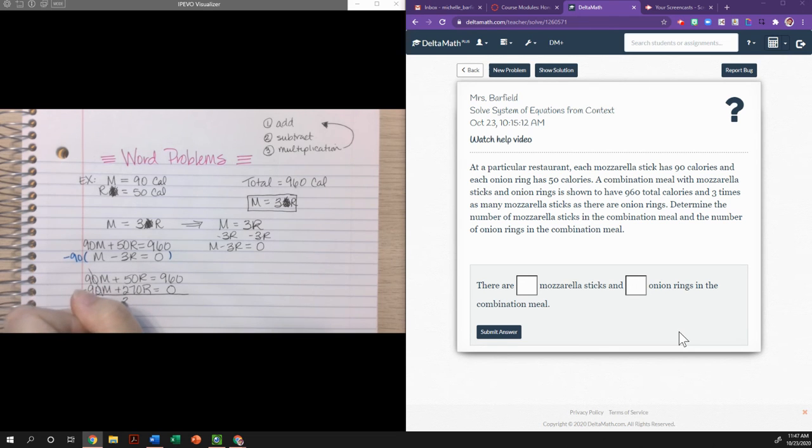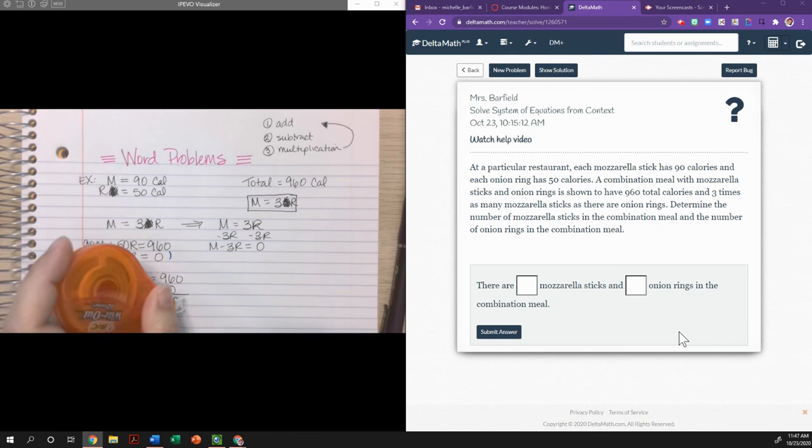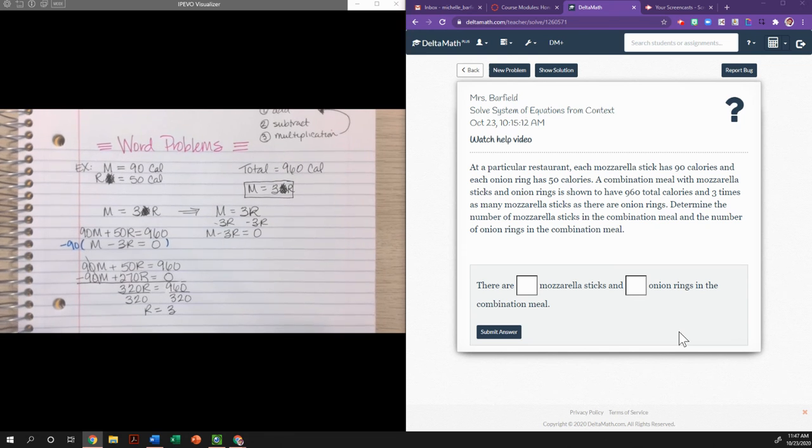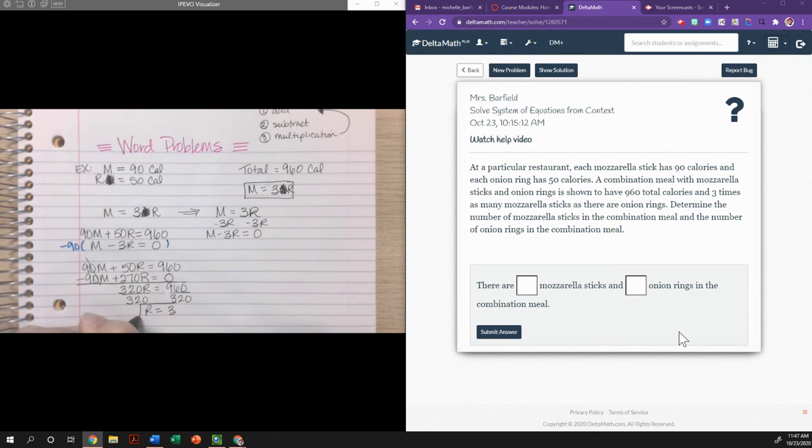If I add it, I get 320r equals 960. All right, I'm going to divide both sides by 320. So r equals 3. Okay. All right, now that I know that r equals 3, okay, I can take my original equation that says my mozzarella sticks equals 3 times 3, so I get 9.